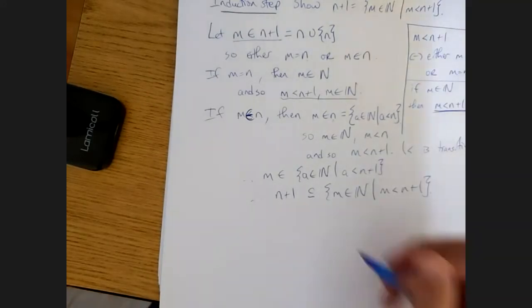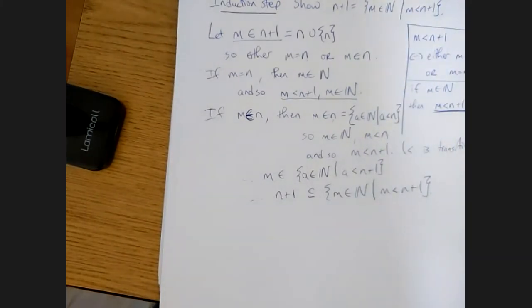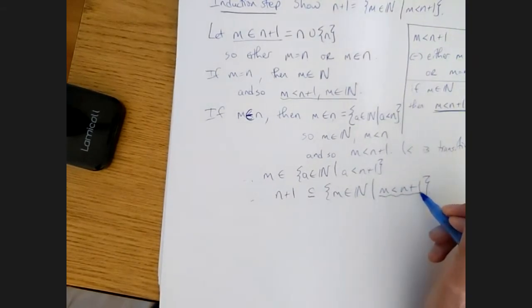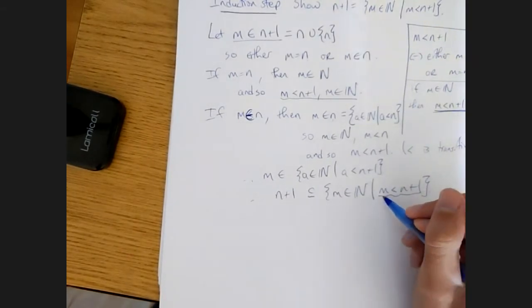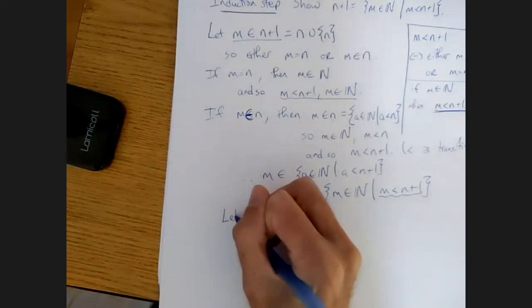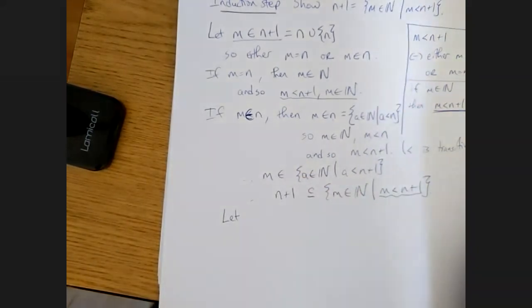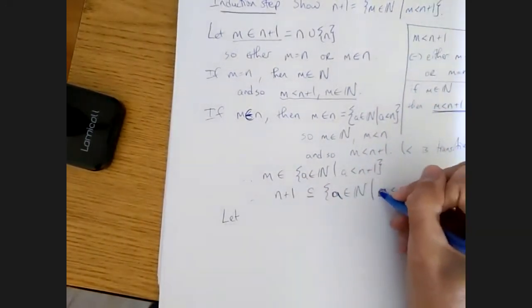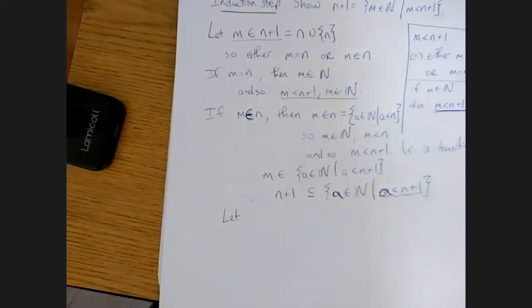Okay, but the reverse inclusion is even easier, right? Because this inequality, the definition of this just says m is an element of n plus 1. Oh, I switched. This should have been a. I'm sorry, I'm really messing things up there.